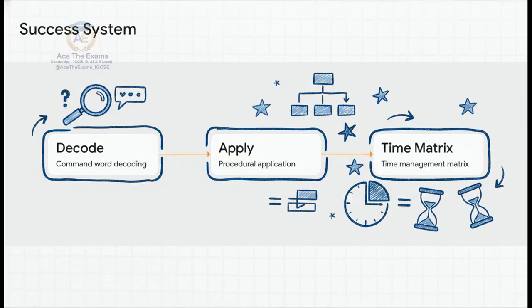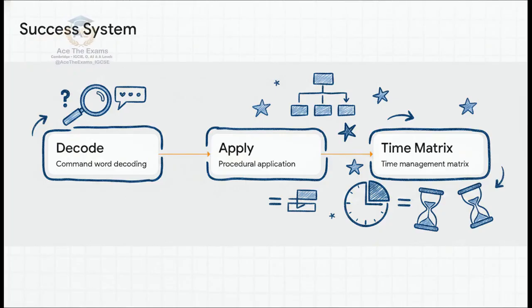Rule 1. Command word decoding. The literal second you read the question, circle the command word. If it says show that, it means the answer is already given, and the marks are entirely for the intermediate steps. Rule 2. Procedural framework application. Use that PEEL method for any written explanations, and always lay out your algebraic steps clearly. Extract the data, select the rule, execute with proper notation.